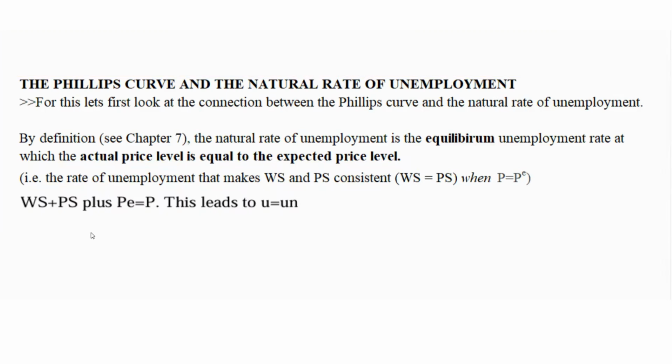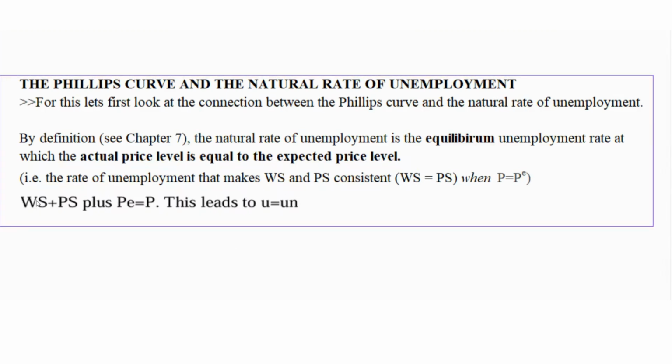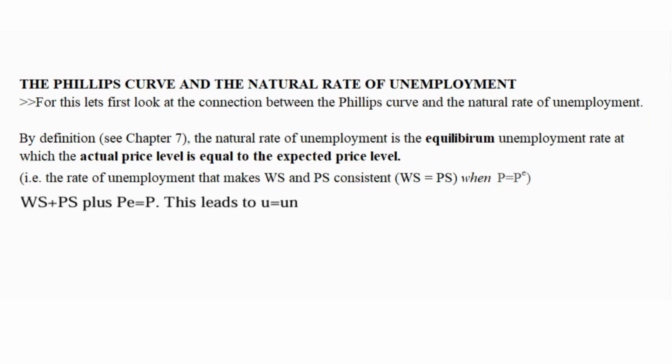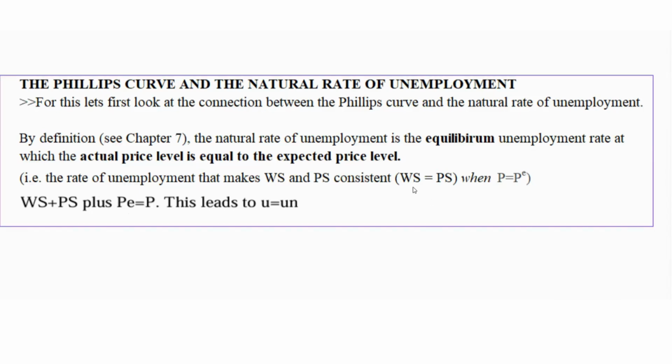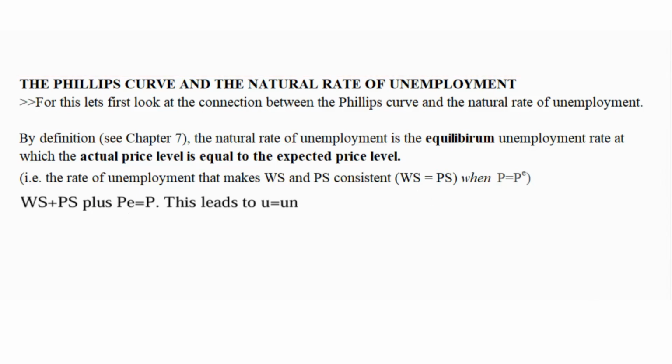So we have two conditions that lead to U is equal to UN. We need WS to be equal to PS, plus we need PE to be equal to P, and that leads to U is equal to UN. So there are two conditions that define U is equal to UN. One, WS is equal to PS, i.e. we have equilibrium, and second, P is equal to PE.